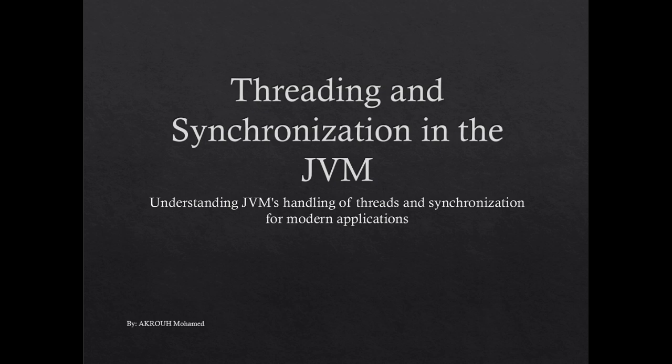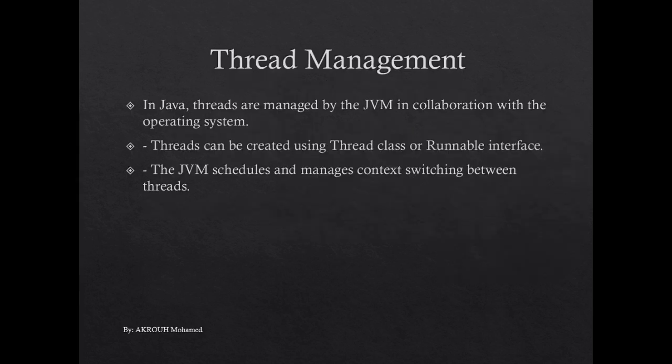Java's threading model supports concurrent programming, which allows multiple threads to run simultaneously, sharing resources while maintaining consistency. The JVM manages threads through the operating system, and Java provides tools for creating, managing, and synchronizing these threads to ensure safe execution. Let's first explore thread management.